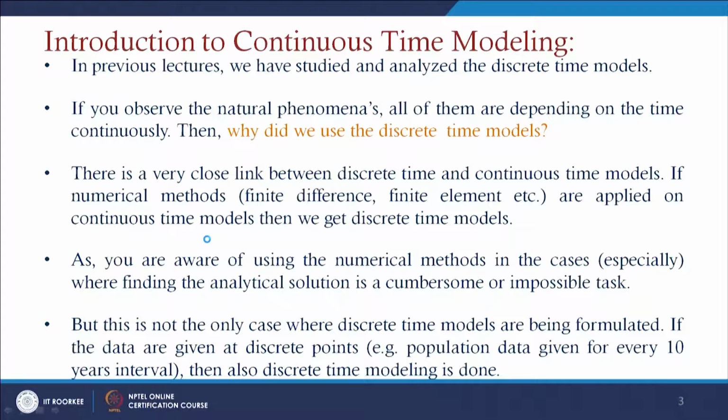If you see our previous lectures, we discussed and analyzed these discrete time models. If you observe natural phenomena, all of them depend on time continuously, since whenever a system starts, it ends. The system proceeds continuously in a phase-wise manner. If we consider previous points, we can move one by one and finally reach the end points. So then, why did we use the discrete time models? That is also a question.